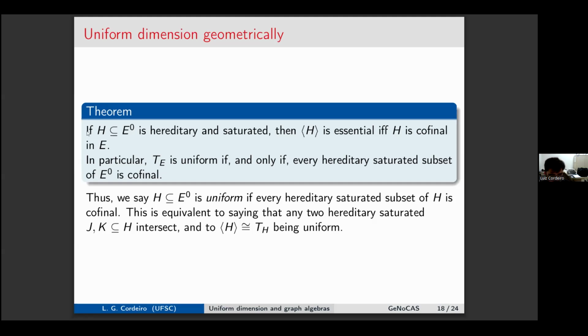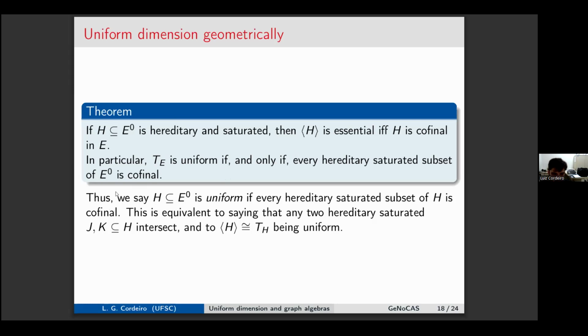Yes. So in these terms, the ideal generated by a hereditary saturated subset is essential in the talented monoid if and only if every vertex can be connected to H via a path. And then in particular, the talented monoid is uniform, so it has only essential ideals, if and only if every hereditary saturated subset of E0 is cofinal, again in the sense that every vertex can be connected to it.